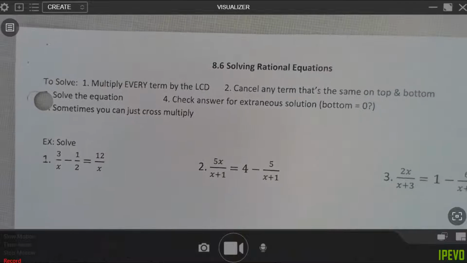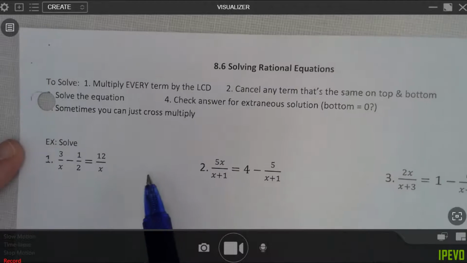All right, so today we're solving rational equations. So we're going to do the same thing that we did in 8.5 where we get a common denominator, but since there's an equal sign, it is now an equation, not an expression. So with an equation, the bottoms end up canceling out because I can multiply every single term by it, and that cancels out your bottom. So we want to get a common denominator, cancels out.